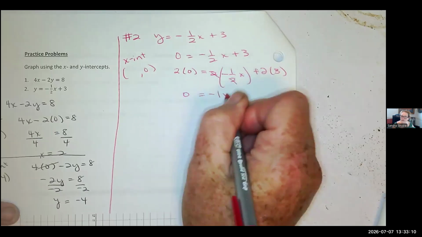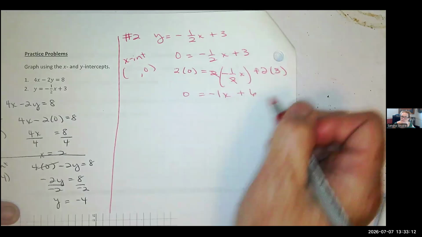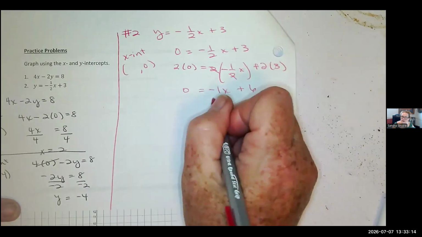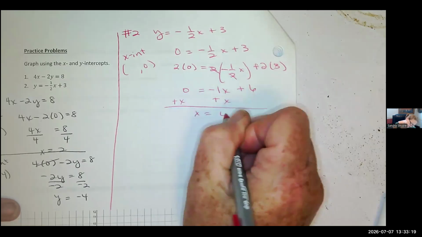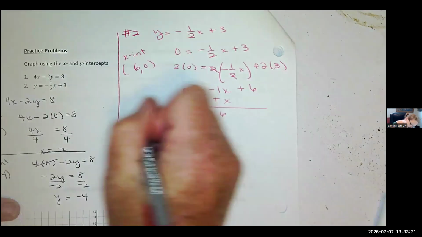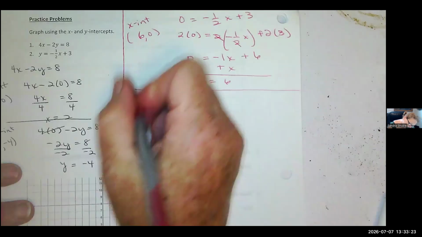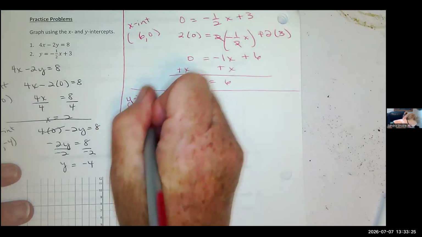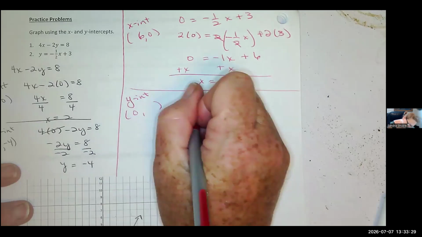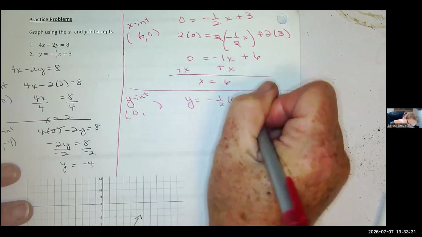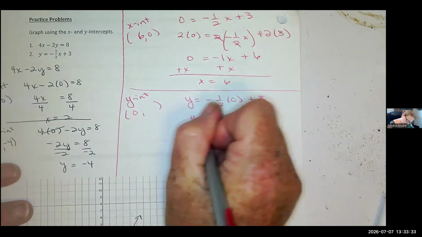Now we're solving for x. I'm going to add x to both sides. X equals 6. To find our y-intercept, we let x equal 0, not 6. So y equals negative 1/2 times 0 plus 3. Y equals, this is gone, 3.